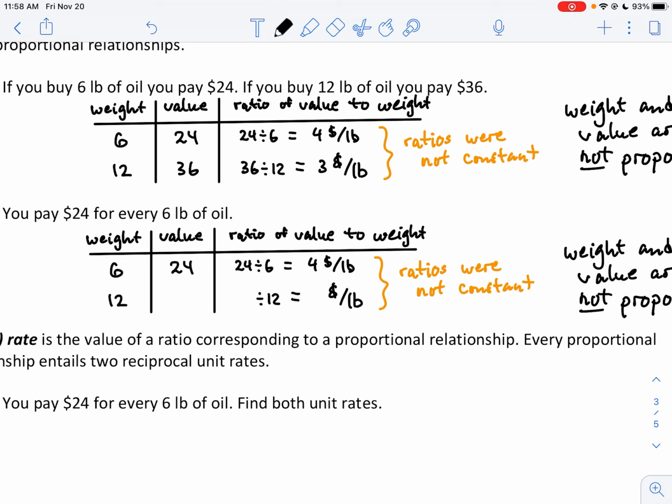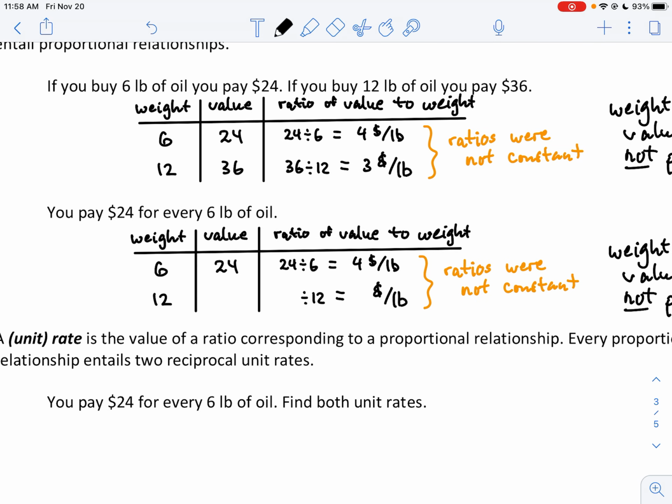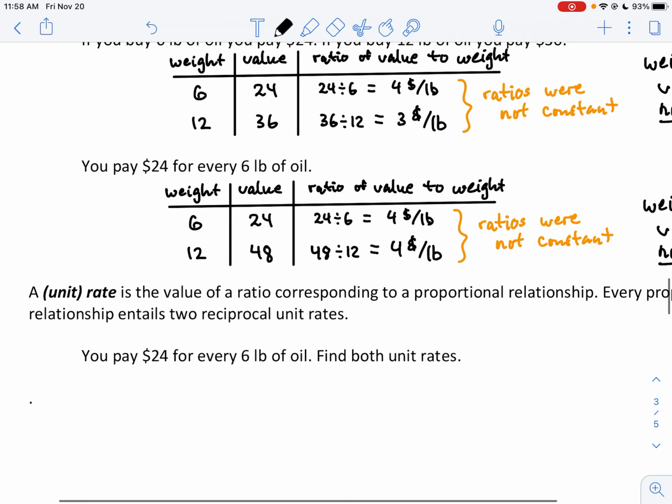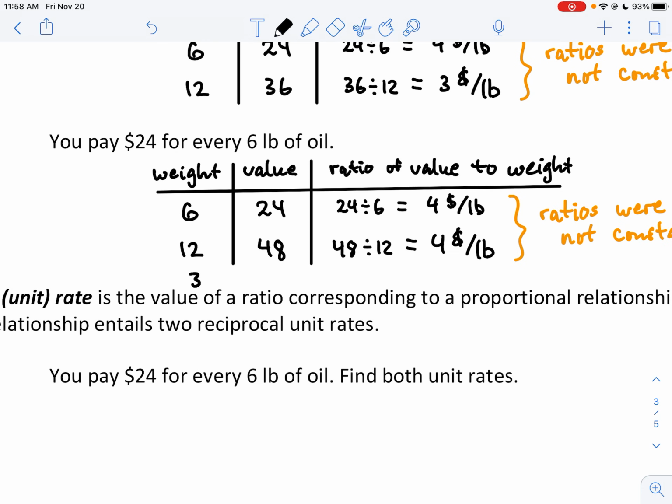Let's see what happens. If you paid for 6 pounds, you paid $24. So if you wanted to buy 12 pounds, then of course you're going to pay $48, because it's $24 for every 6 pounds. If you do 48 divided by 12, we still get the $4 per pound. If you buy different amounts, if I were to squeeze another data in here, what if you only bought 3 pounds? Then you would expect to pay only $12 for 3 pounds, but you're essentially paying $4 per pound.